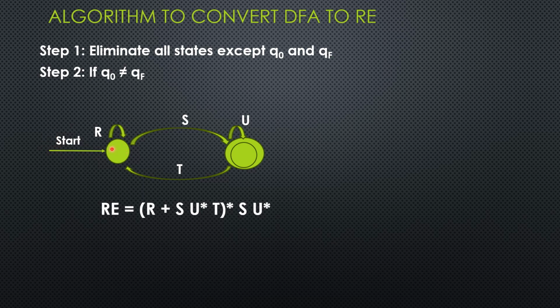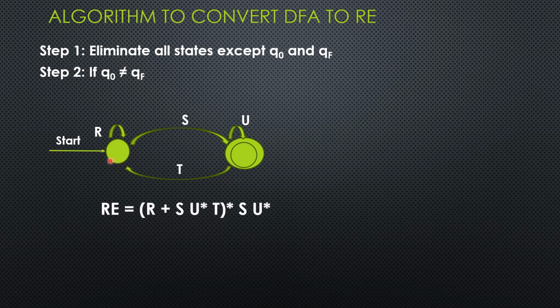Now I can have any number of transitions from the start state itself with a particular input, which is represented as R. From the start state to the final state, there can be a transition with the input S, and when I'm in the final state with an input symbol, I can move from the final state to the start state. Say the input symbol is T, and with any number of input U, I can stay in the final state itself. So these are the four possible transitions.